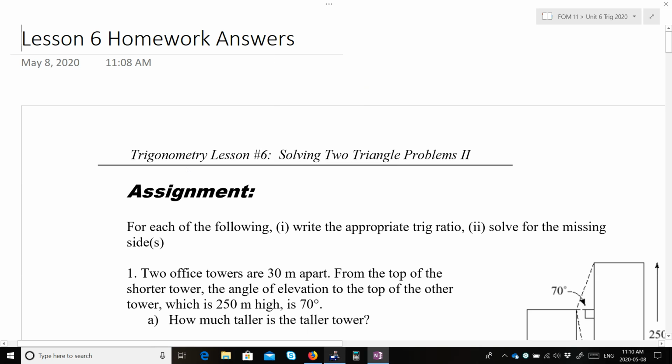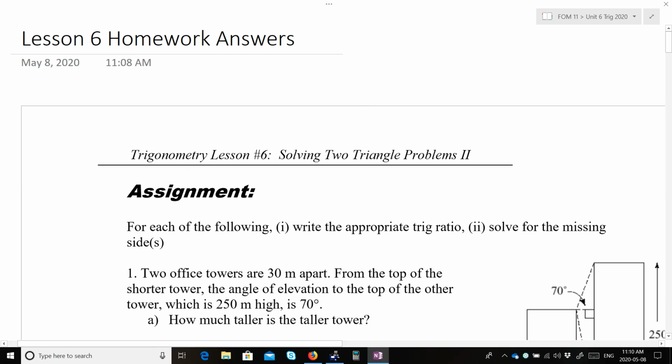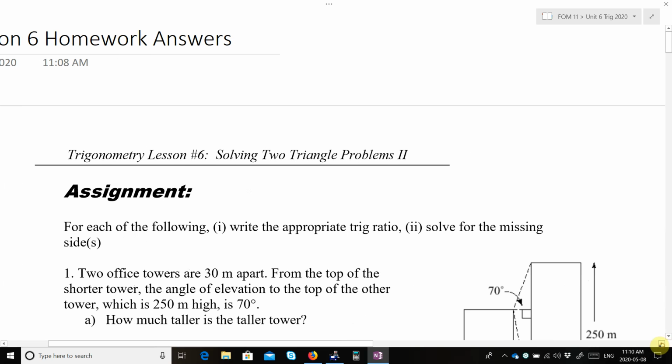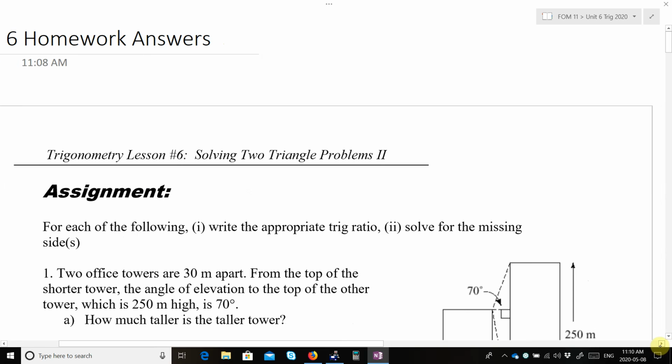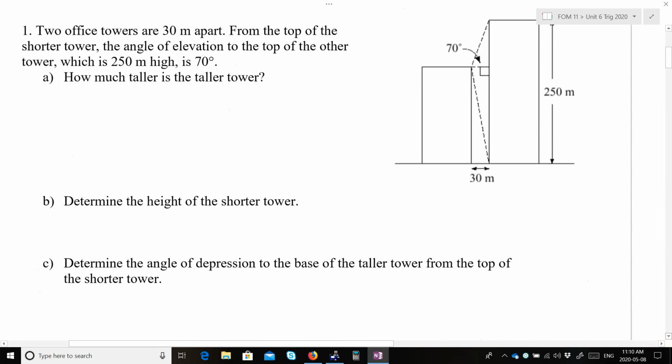Let's get my calculator ready. Okay, and so we'll start with number 1 here.